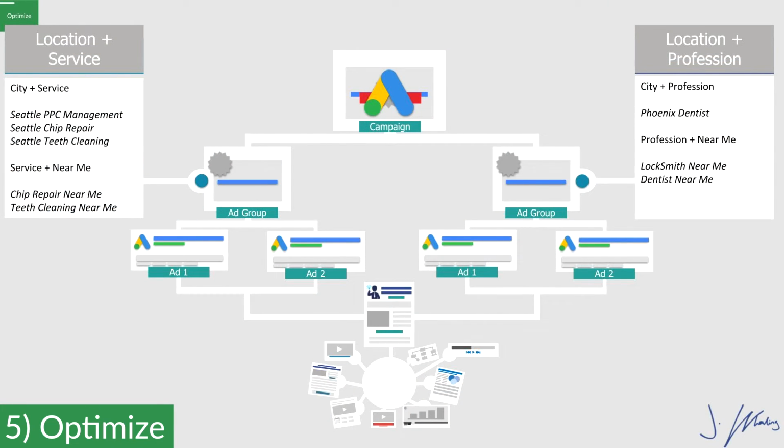So we have our campaign at the top that's just going to be 1 lead magnet. We have our ad groups here. I recommend starting with 2 ad groups. The first ad group, you're going to have location and service style keywords, and the second ad group, you'll have location and profession style keywords.